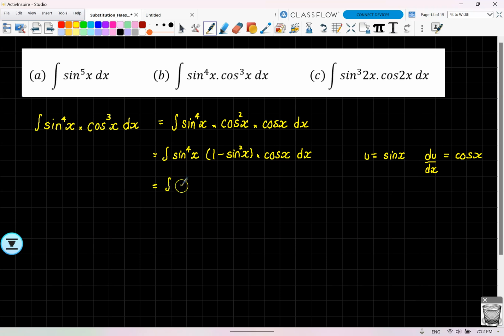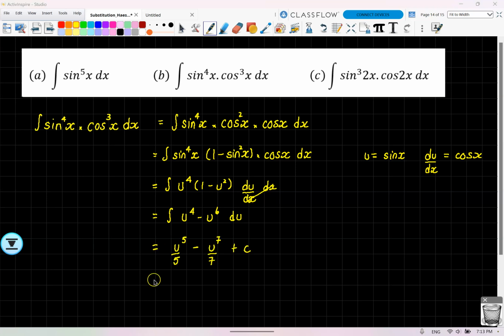Okay, so sine to the 4, that's u to the 4. This will be 1 minus u squared. Cos x is the du by dx. And then we've got the dx, so they go. And what I now am going to do is integrate this, but would have to expand, so that's u to the 4 minus u to the 6, and I'm integrating with respect to u. And we can finish it off from here quite easily.